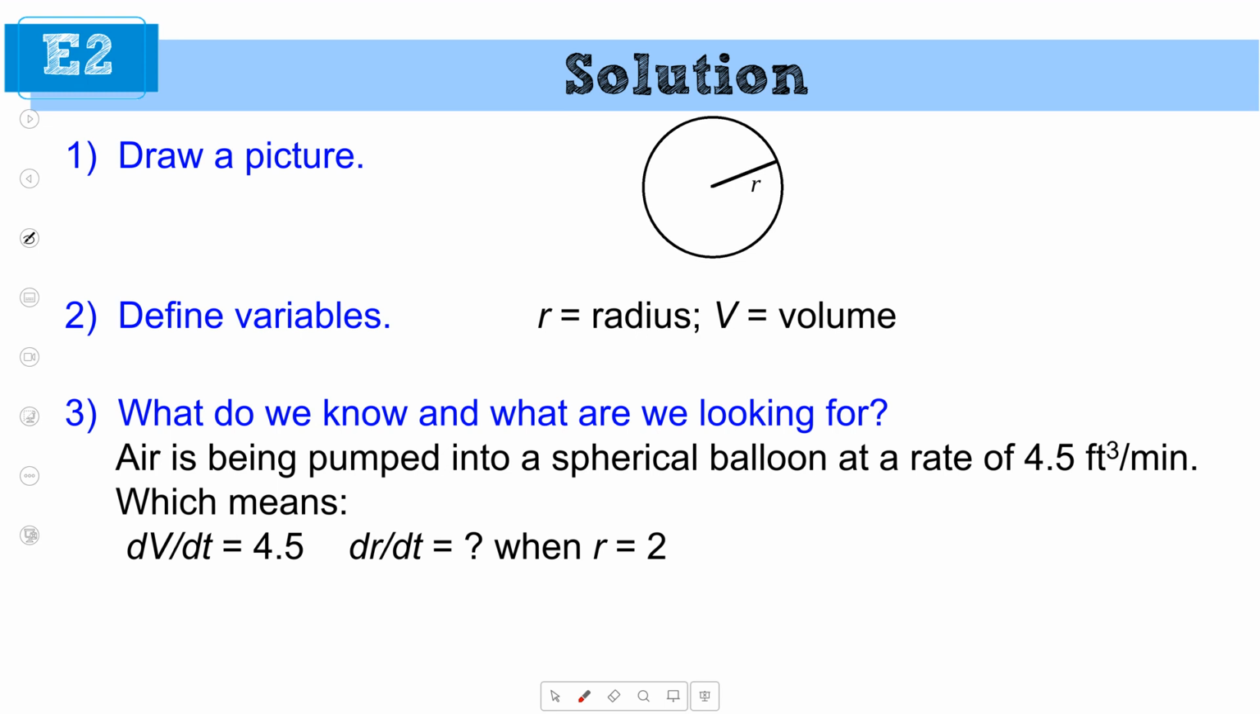Okay, how are we doing so far? We're good? Okay. Anything not make sense yet? Beautiful. Step 4, general equation.